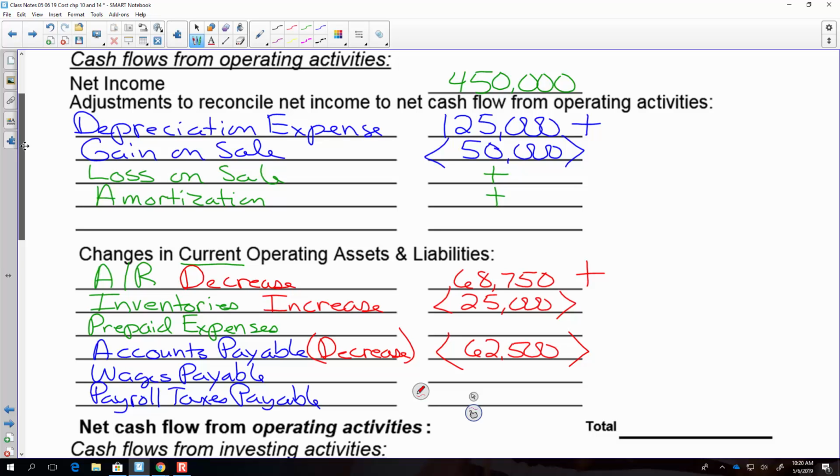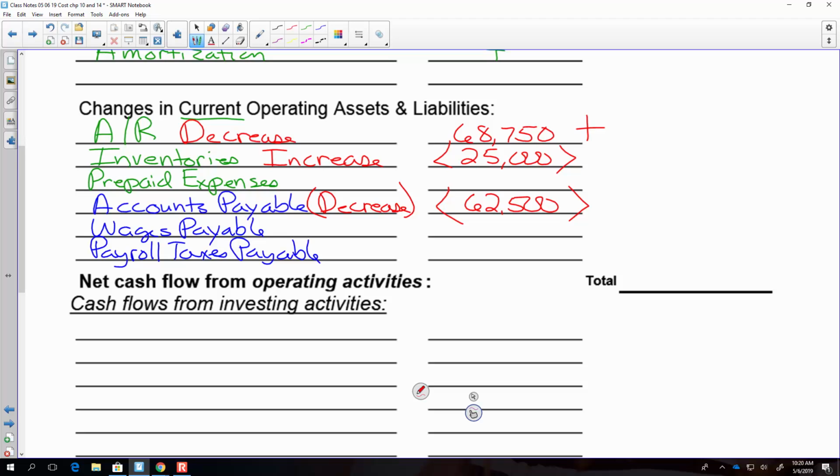What's my net cash flow from operations? Starting with the 450, I add the 125. 506,250. Is that good with everybody? Auditors, we got her? Okay.